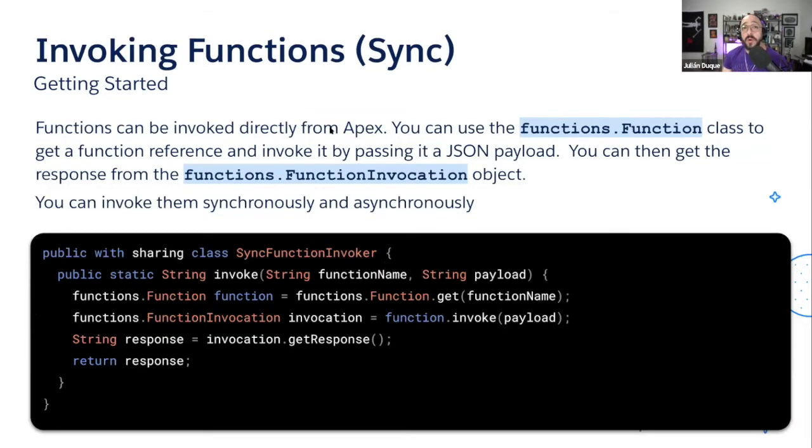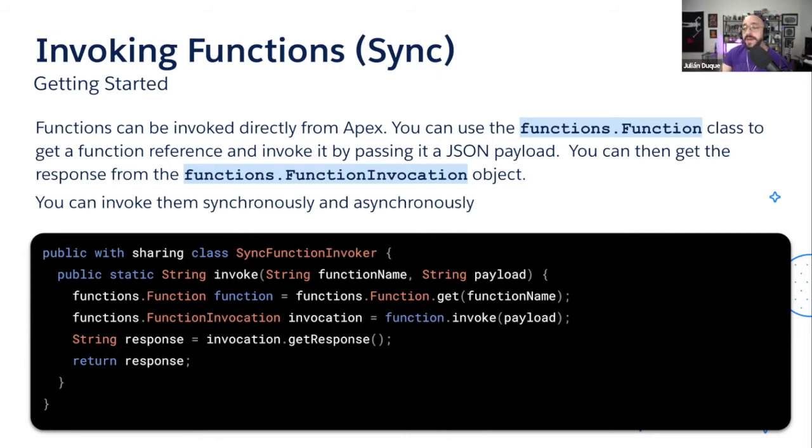How can you invoke a function? Remember, to invoke a function from Apex, you will need to deploy a function. So this means you will need to have a Functions-enabled Salesforce org or a Functions license. So how do you do that? You can do it two ways. One is the synchronous way and the other one is the asynchronous way.